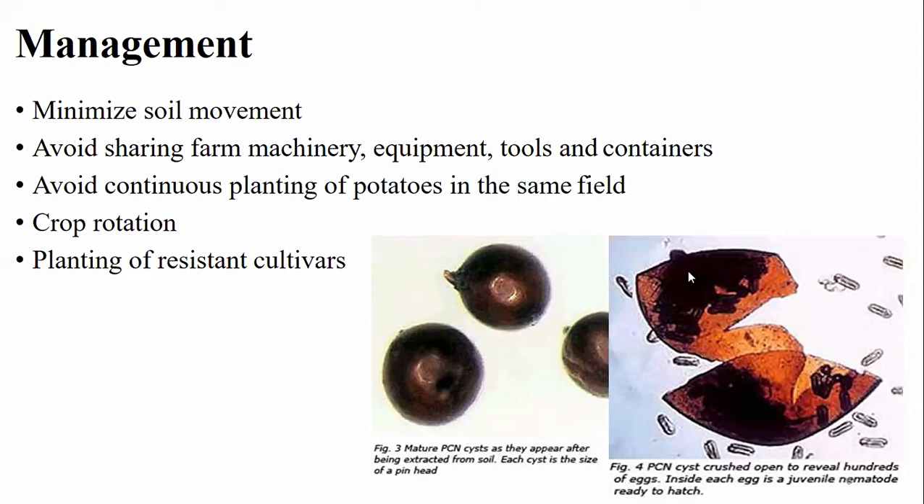We have to go for crop rotation, because these cyst nematodes can infect Solanaceae family crops like tomato and potato. If we cultivate potato or tomato-like crops continuously in the same field, nematode emergence will also occur. So we have to go for crop rotation, and we can also use nematode-resistant cultivars.